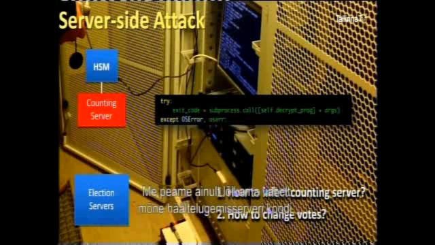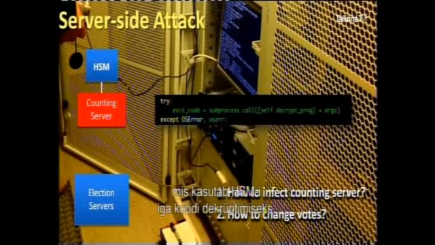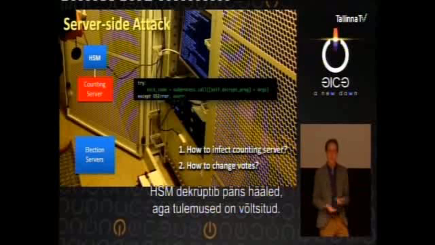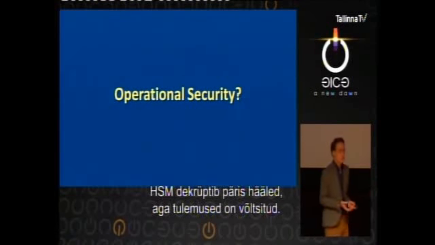All we have to do is intercept some code in the counting server that uses an attached HSM to do the decryption of each vote and basically look at what comes back from the HSM and replace it with a vote of our choosing. This way, it takes approximately the right amount of time. The HSM decrypts the real votes, but the results are fraudulent.